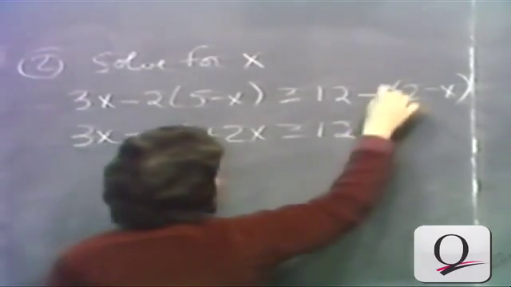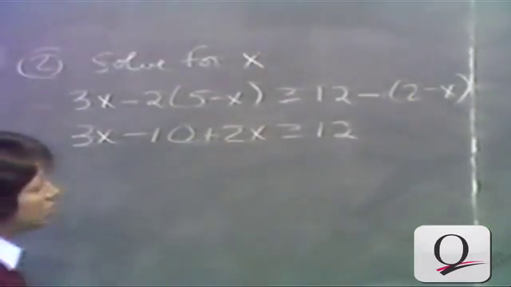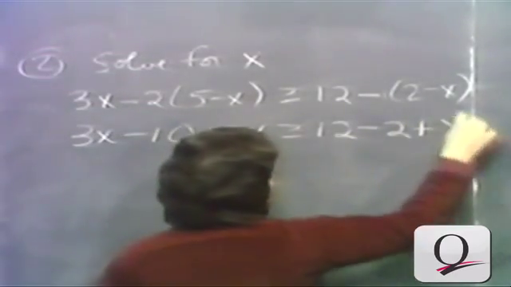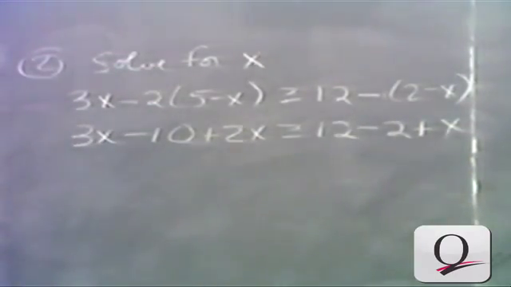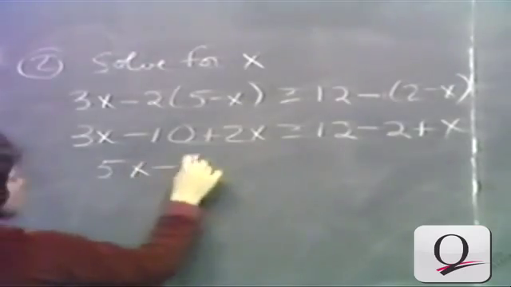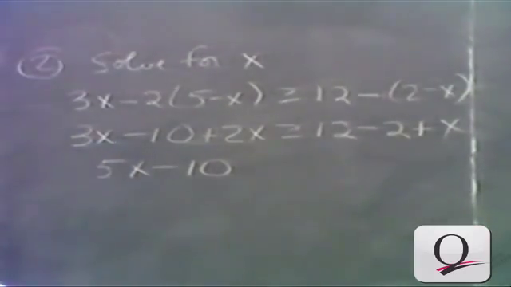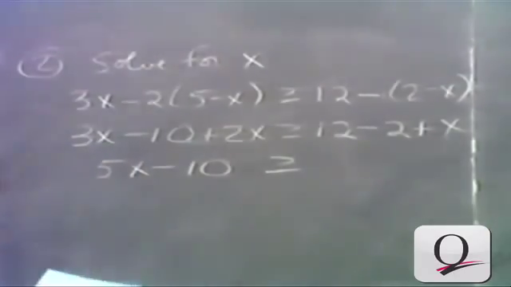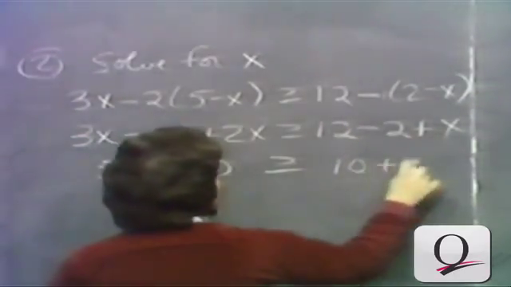Now here, think of this as like a minus 1 to be distributed. Minus 1 times 2 is minus 2. Minus 1 times minus x is plus x. Now let's combine like terms on both sides of the inequality. The 3x and the 2x gives us a 5x. So we have 5x minus 10 on the left side, greater than or equal to 12 minus 2. That gives us a 10 plus x.